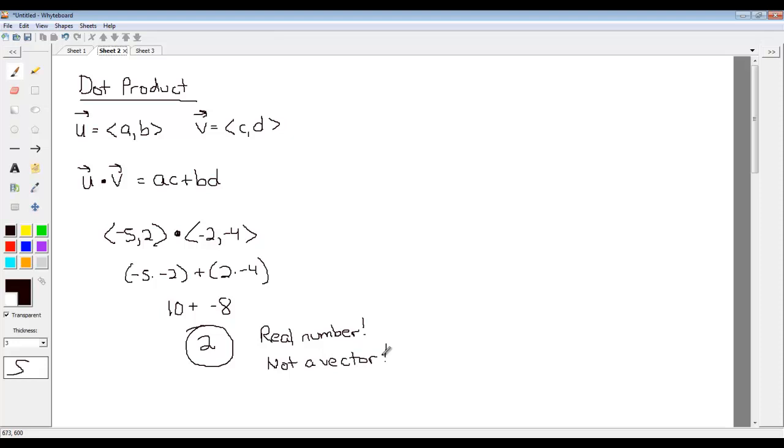Also called the inner product. And you'll be able to use this inner product to help figure out angles between vectors, and on down the line be able to work with geometry and physics problems.